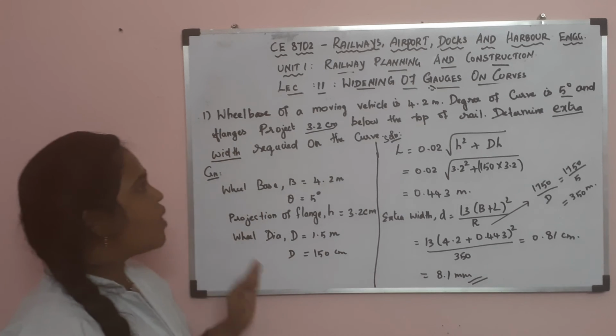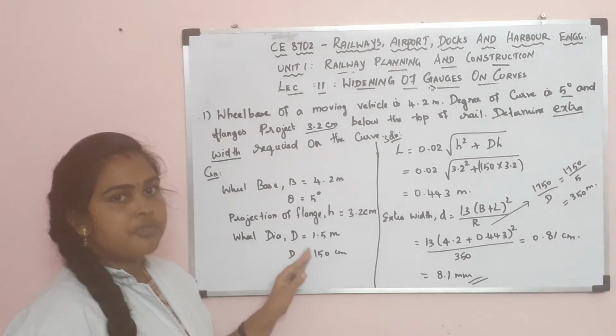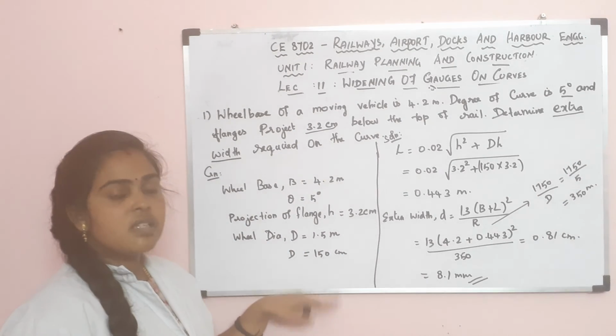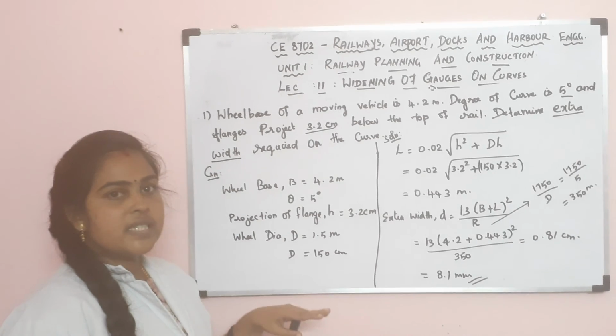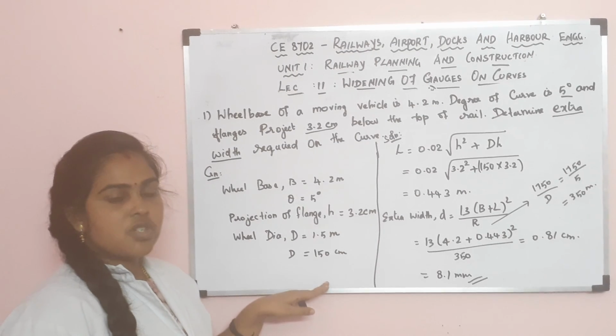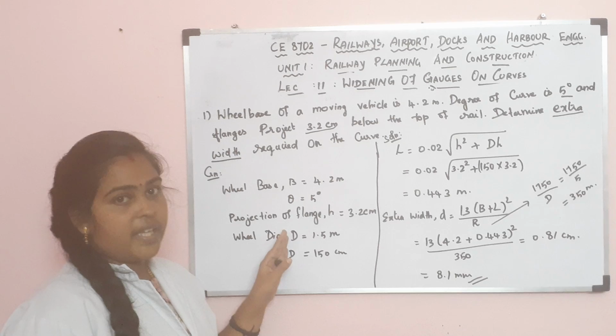So this is all about extra widening of gauges on curves and the worked example of extra widening. This is all about today's class. Next class we will discuss about the topic modern construction, conventional methods and modern methods of survey in railway track.